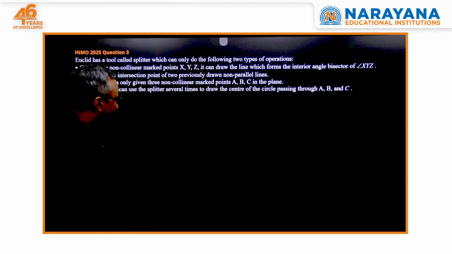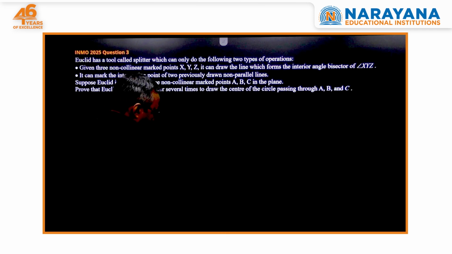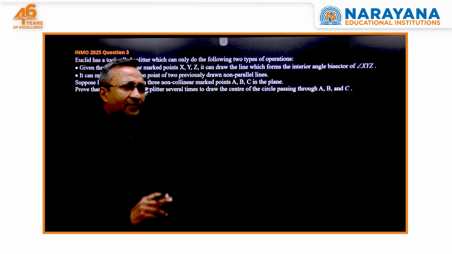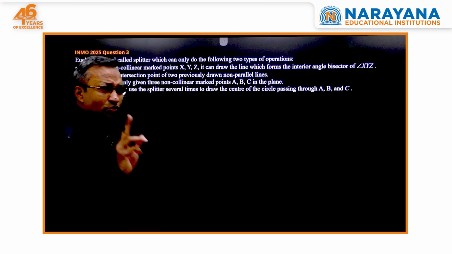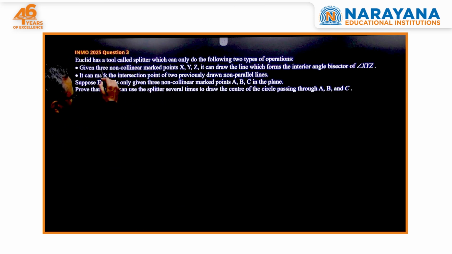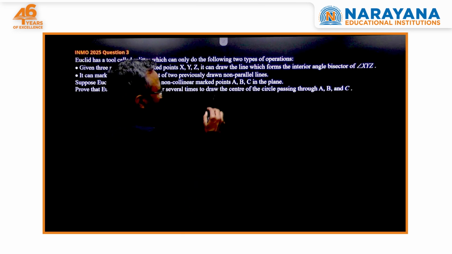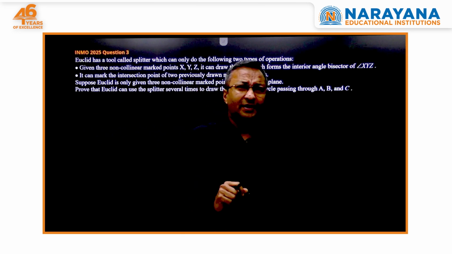Let's move to question number 3, the only geometry question in the paper. Read the question. Euclid has a tool called splitter which can perform only two types of operations. First is, given three non-collinear marked points X, Y, Z, it can draw the line which forms the internal angle bisector of XYZ.